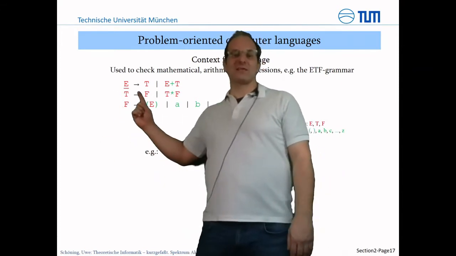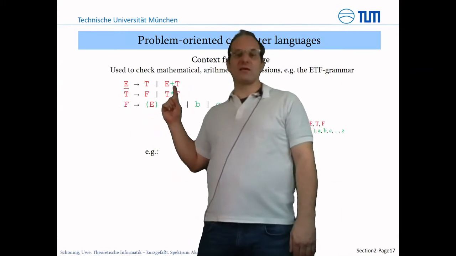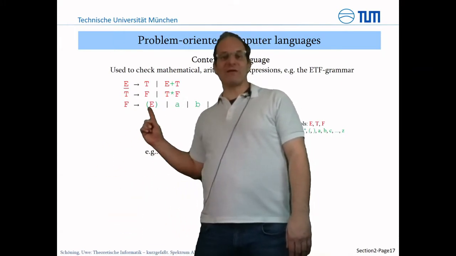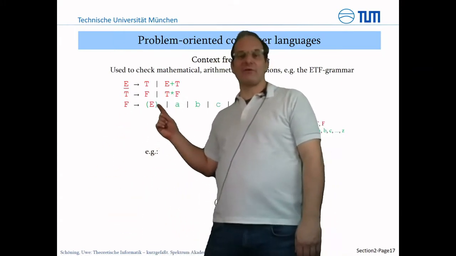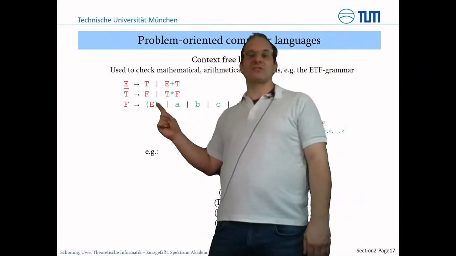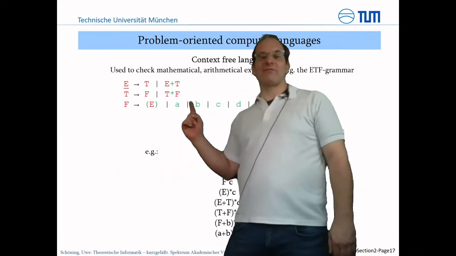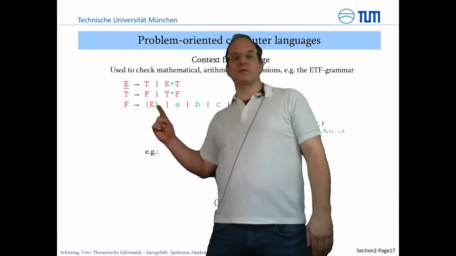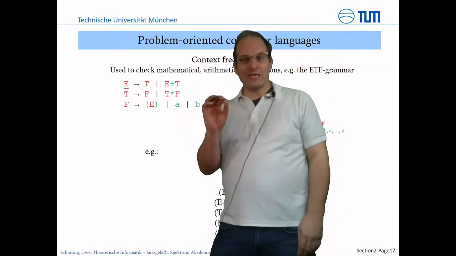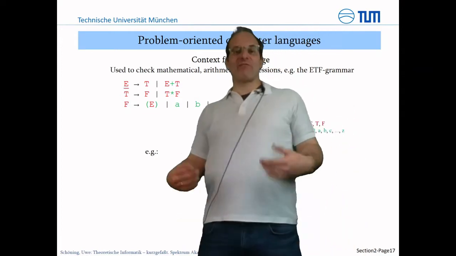So the first replacement rules are E replaced by T or E replaced by E plus T. And then we have T. T is replaced by F or by T times F. So this times sign, or this asterisk, is again an element of the alphabet. And then we have F replaced by brace open E brace close. So these two braces, or parentheses, are again part of our alphabet, or it is replaced by A, B, C, D, which are then the variables.